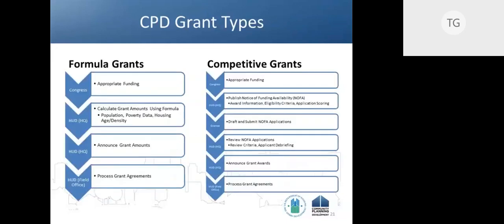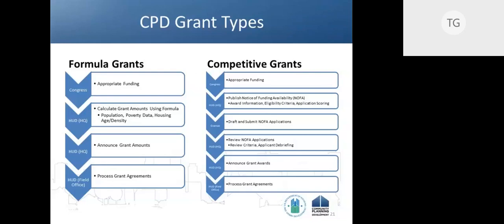As some of you may know, we have two types of grant programs. We have formula grants and competitive grants. The formula grants, the funds are allocated by Congress, and HUD calculates the awards based on socioeconomic indicators, population, poverty data, housing, age, density. We announce the grant amounts, and our division processes, reviews the grant applications, as we call them action plans, and we process the grant agreements.